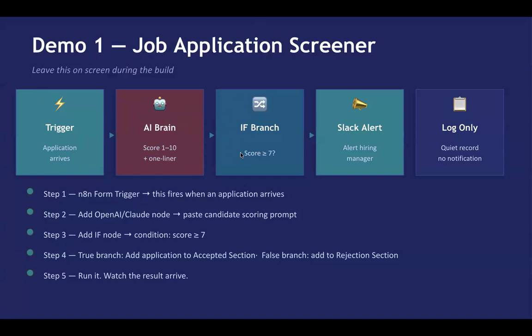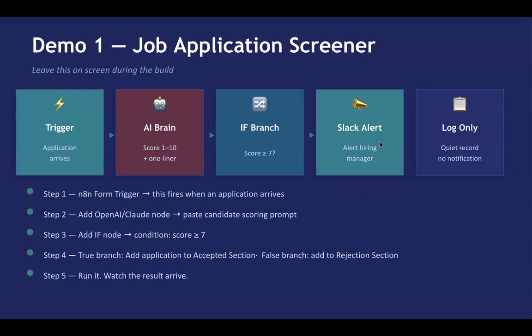Then we have an if branch. If the applicant scores more than 7, the AI will put the applicant in one category, and if not, it'll put them in the other category. In this case, we have an Excel sheet with 2 pages. One page will have the accepted candidates and one will have the rejected candidates, and the AI will sort on its own. After that, it will alert the hiring manager.